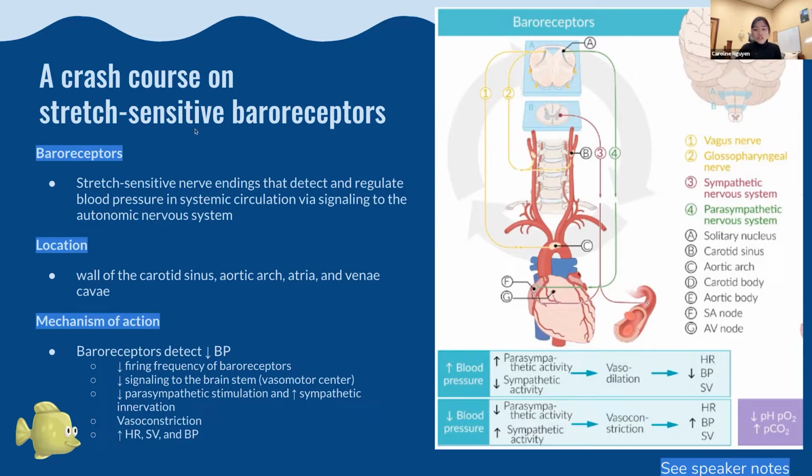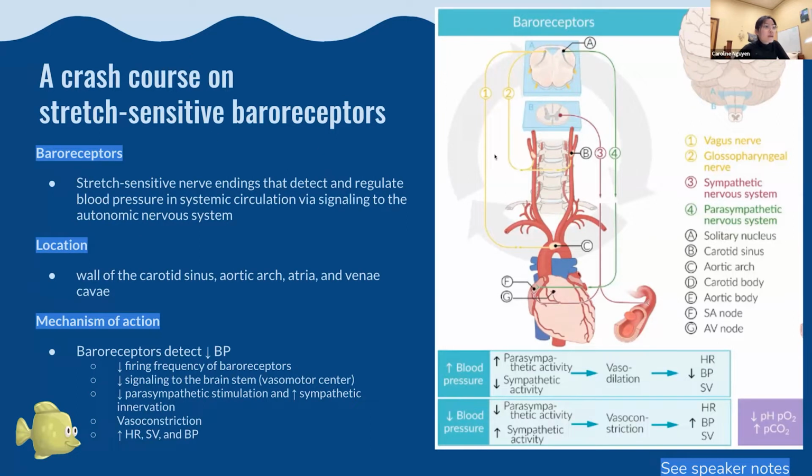So why is it stretch sensitive? You can imagine if there's higher blood pressure, the force of blood hitting against the arterial wall is greater, so the vessel wall will stretch. That's why these baroreceptors are responsive to the degree of the stretching of the arterial walls. So if there's low blood pressure, there's going to be less pressure on the walls, and the baroreceptors will notice this. As a result, it will fire less frequently, and then that'll decrease the signaling of the baroreceptors to the brainstem.